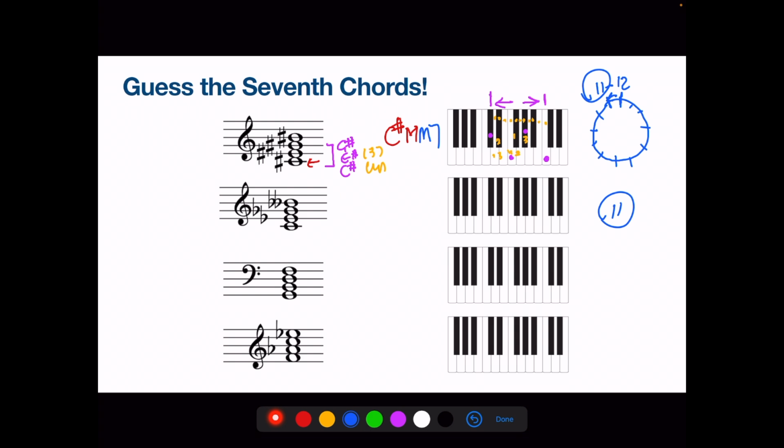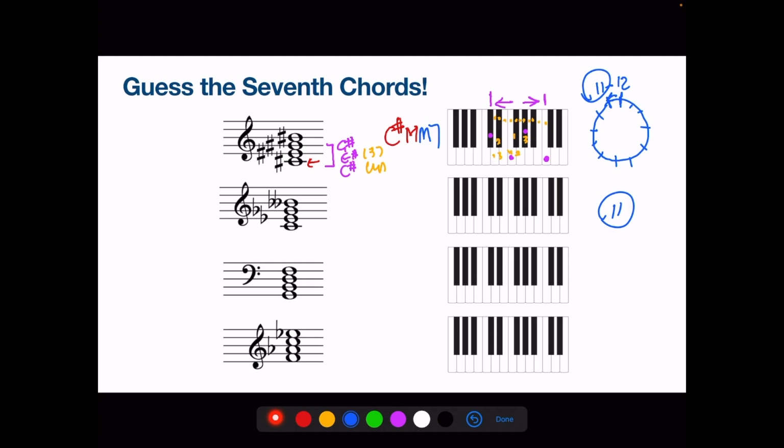So instead of counting up, you can count down, and then just use the number 12 and subtract it. So from C sharp down to C, that's 1 half step, right? So 12 minus 1 is 11. 11 means it's a major 7. So this first chord here, that's a C sharp major 7. Let's look at the next chord.